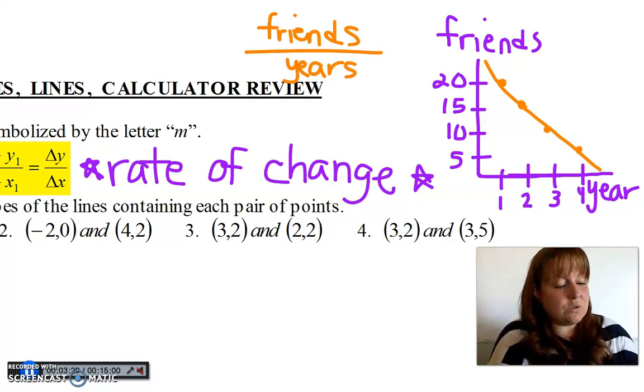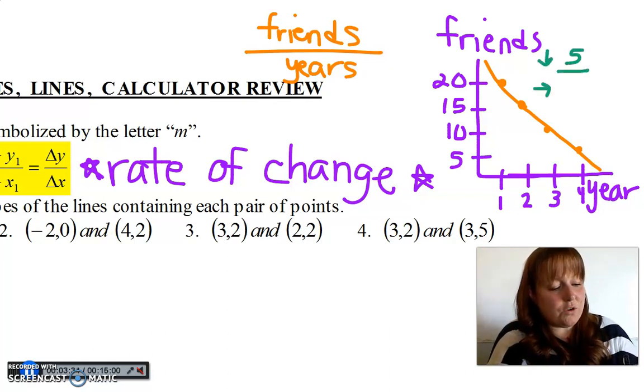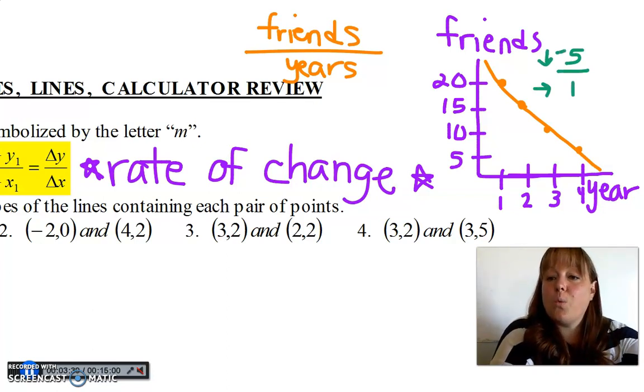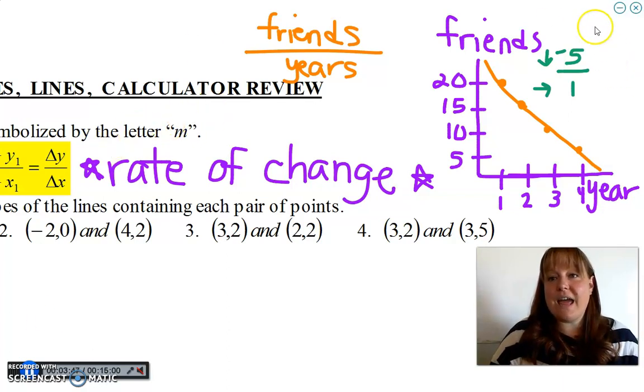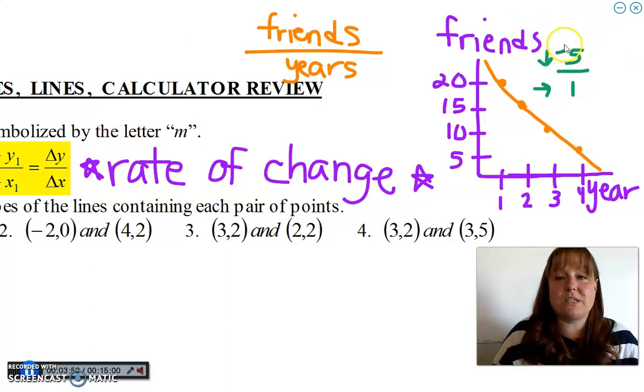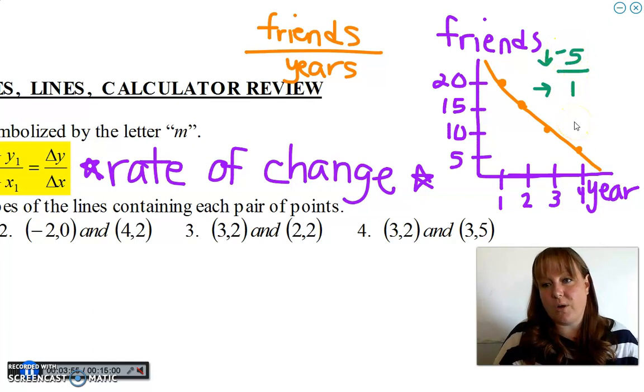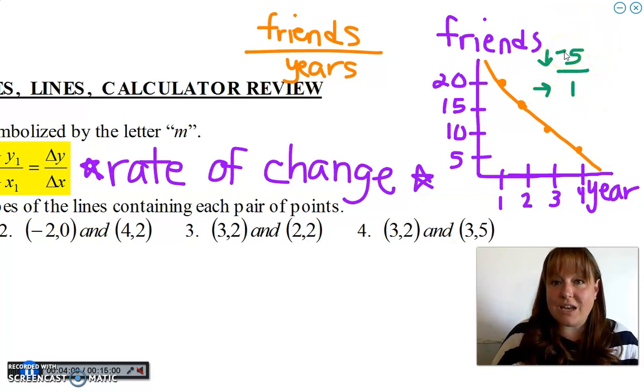And it looks like we go down 5. We went down 5 and we went over 1. So down 5 would be a negative 5, right? So what's the slope of this line? The slope is negative 5. We can figure that out. But what does it actually mean? It means that I have negative 5 friends per 1 year changing, right? The rate of change of friends is negative 5, which means I'm losing 5 friends each year, okay? So that's what slope means. It's the rate of change of anything that we're talking about, okay? Slope is rate of change.